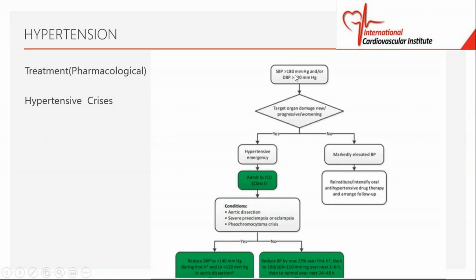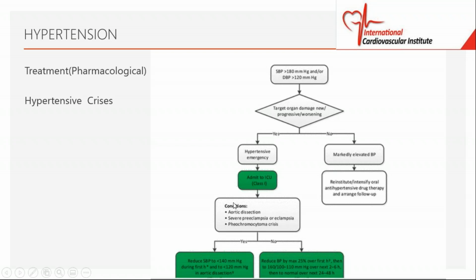A blood pressure greater than 180 systolic and/or diastolic greater than 120. If there is target organ damage, and we went over what we mean by target organ damage, if there's target organ damage, yes, then that's hypertensive emergency. Admit the patient to the intensive care unit.